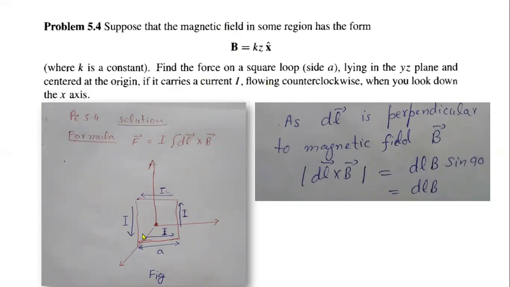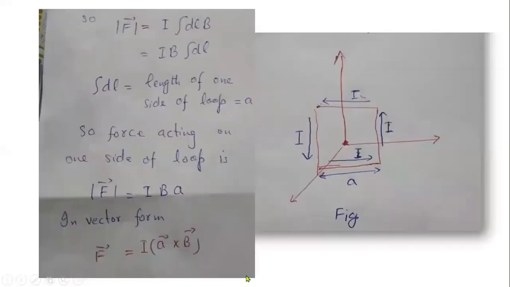And you can see that current is flowing in the yz plane and magnetic field is along the x-axis, and as a whole dl is perpendicular to the magnetic field. So we can say that in this formula dl cross B is equal to dl B sin 90, which is equal to dl B. Next slide. So F is equal to I ∫dl B. B is the constant, so it can be taken out of the integral.